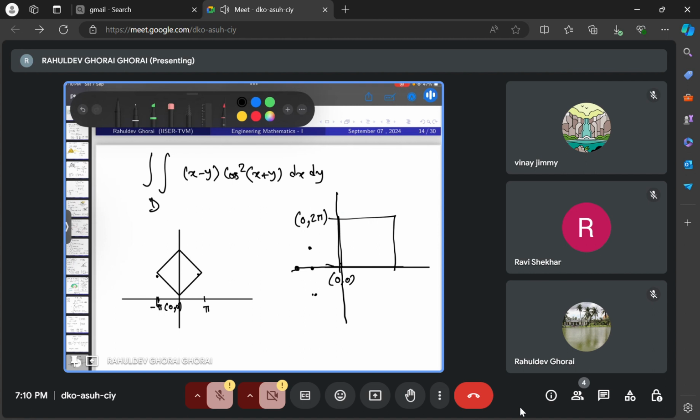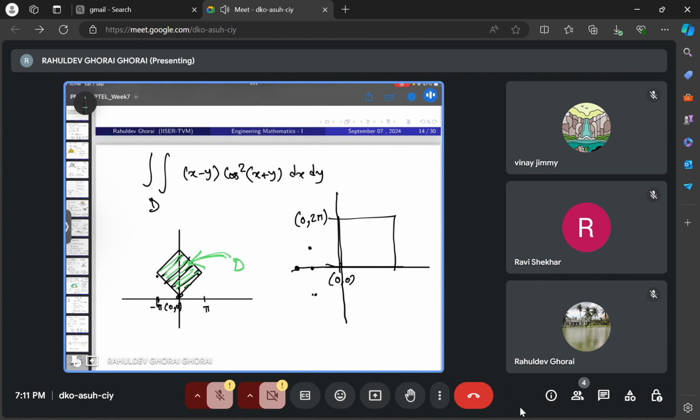Okay, so this is the line, and your (0, 0) point is this, and then this region is D. This is the D. So how do you find the integral over this domain D of x minus y times cos square of (x plus y)?